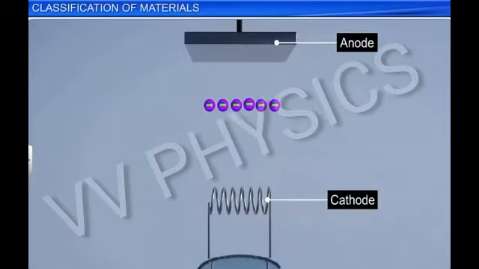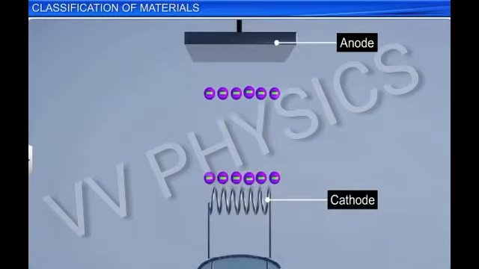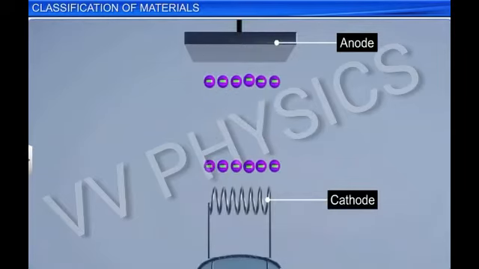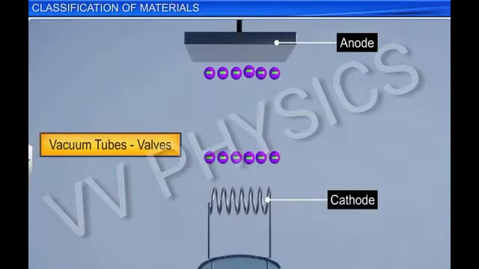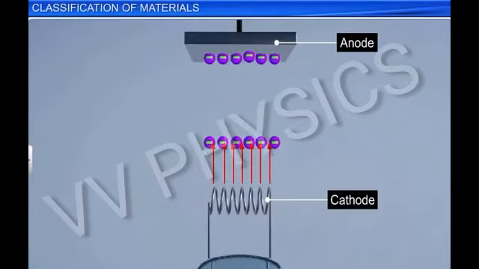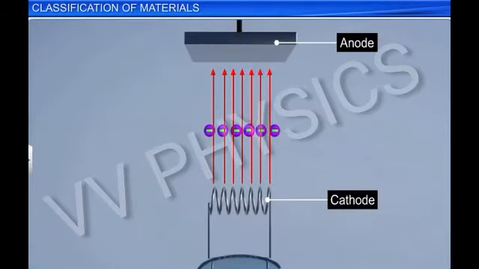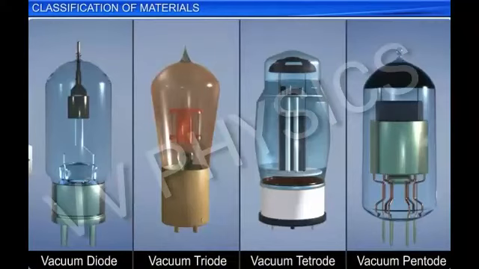Vacuum tubes are also referred to as valves, as in these devices the flow of the electrons is only in one direction, that is, from cathode to anode. As such, they are useful for receiving radio signals. Some of the common types of vacuum tubes used are the vacuum diode, the triode, the tetrode, and the pentode.